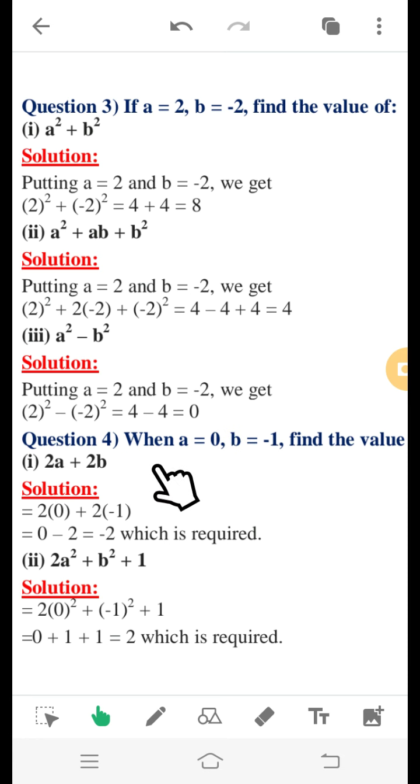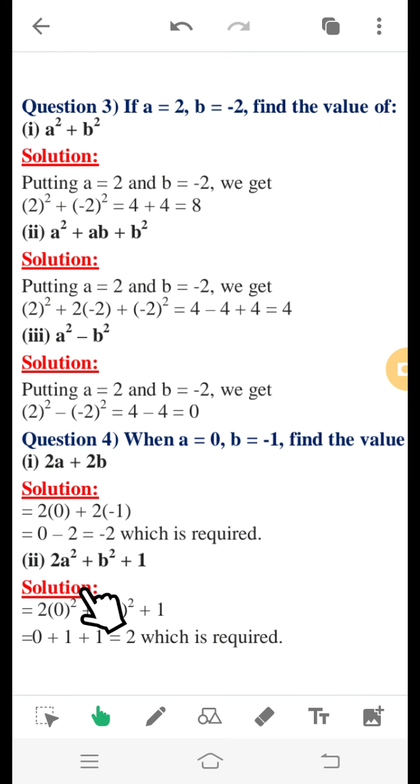Question 4. When a is equal to 0, b is equal to minus 1, find the value of first one, 2a plus 2b. Here, putting a is equal to 0 and b is equal to minus 1, we get 2 into bracket 0 plus 2 into bracket minus 1. Now any number when we multiply with 0, its answer is 0. So here 0, 2 ones are 2, minus 2. So the answer is minus 2.